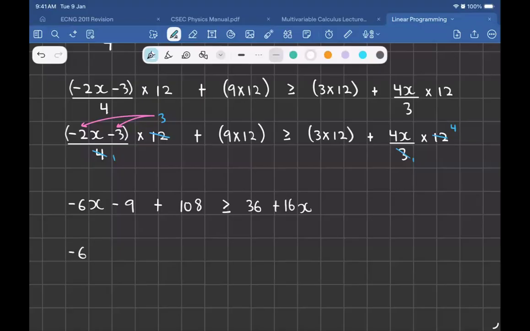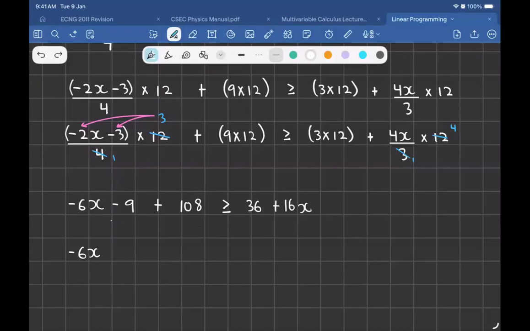On the left-hand side, are you seeing any like terms? What are the like terms you're seeing? 9 and 108. Right? What's negative 9 plus 108? Negative 9 and 108. Yes. So, Sahara, picture you had 108 and you take away 9. If you took away 9 from 108, what would that be? 99. Yes.